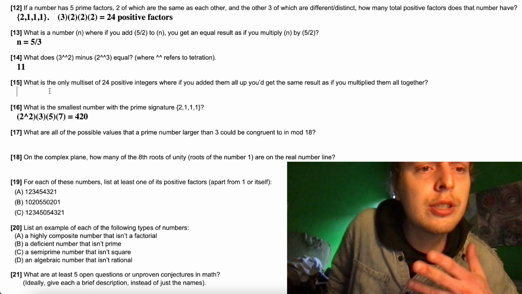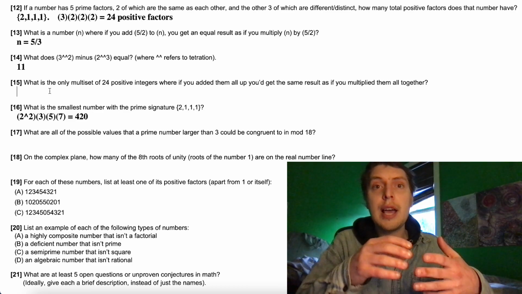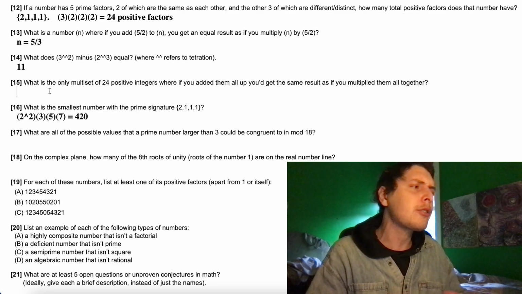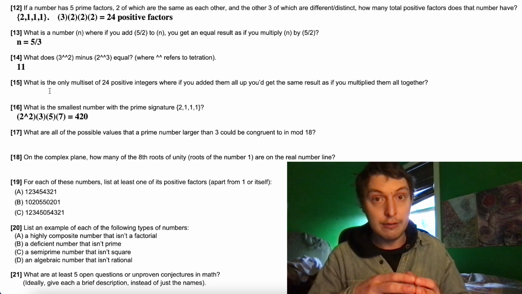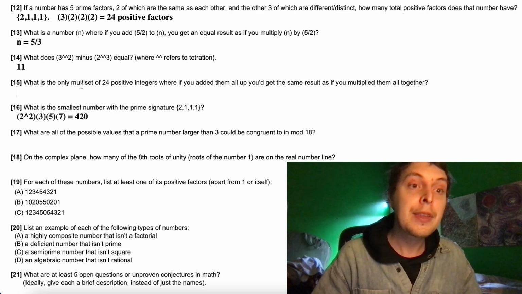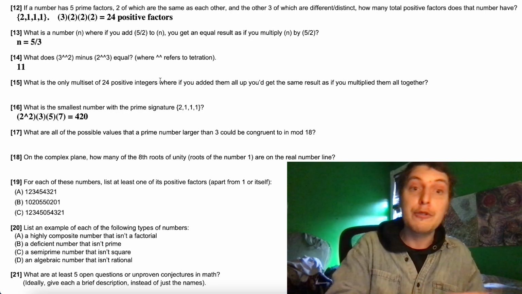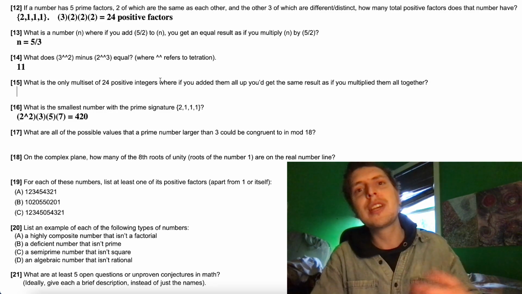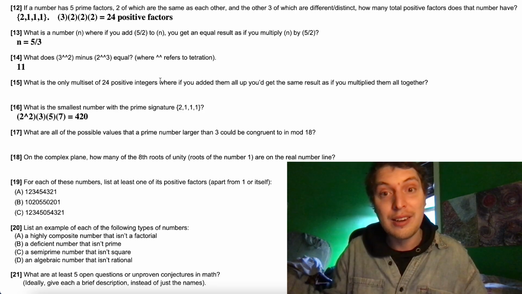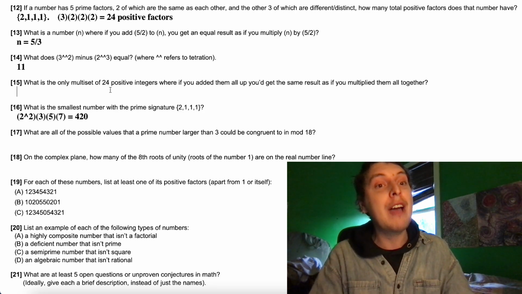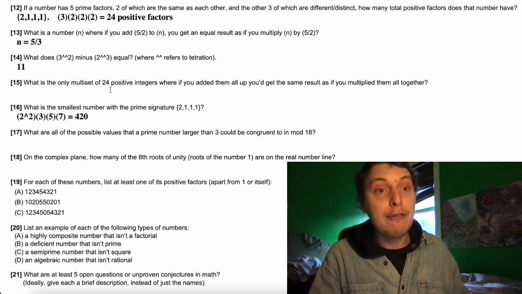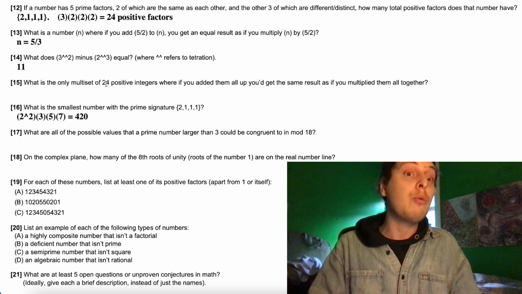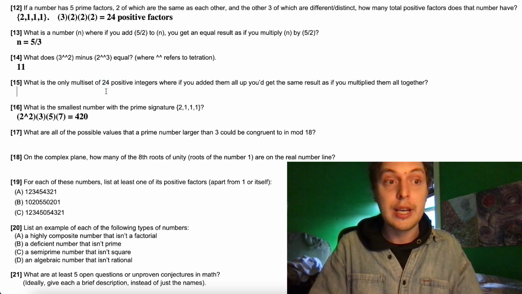Next, I asked, what is the only multi-set, meaning a set or collection of positive integers in this case, but multi-set is a clarifying term to mean we can allow duplicates of them. They don't all have to be distinct. Of 24 positive integers, where if you add them all up, you get the same result as if you multiply them all. Once again, something that I went over in an episode on the main combo class channel, and you would have had to see that episode or have read about this particular topic to know that it's the only multi-set, that there's only one case of 24 positive integers that can do this.